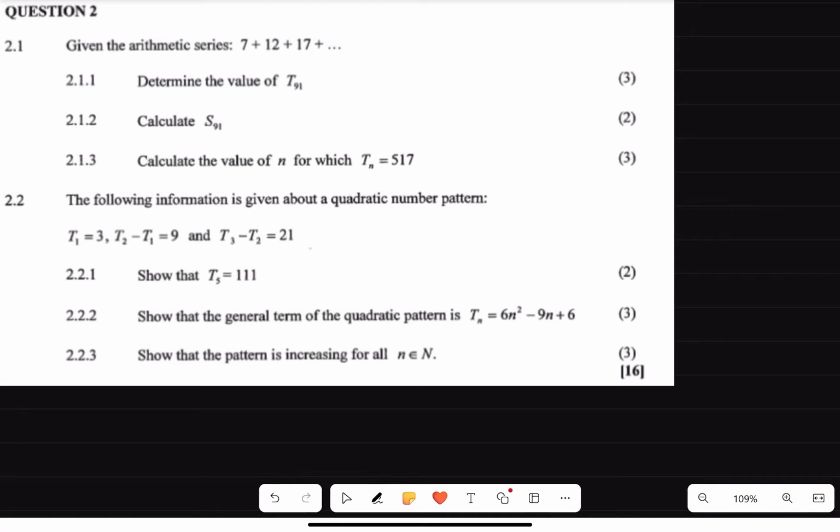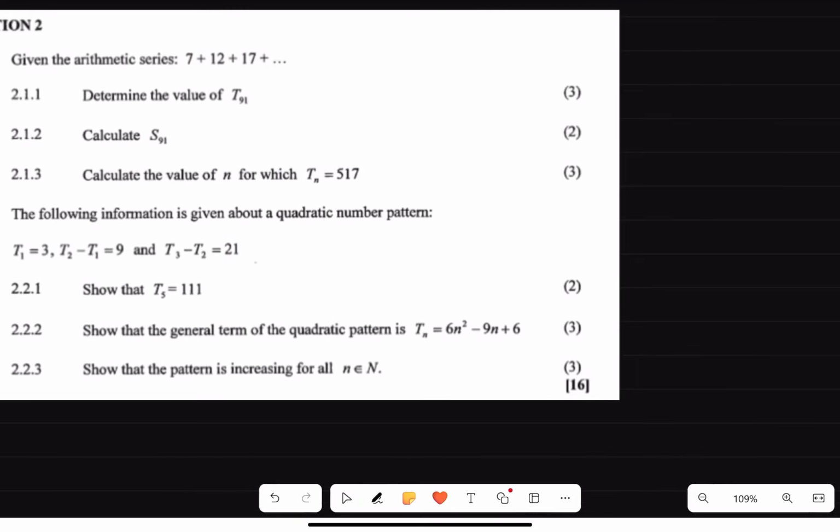In this video, we are going to be looking at question 2 of November 2023 paper 1 national examination. 2.1, we are given an arithmetic series 7. Let me just write here on the side. So we're given 7.